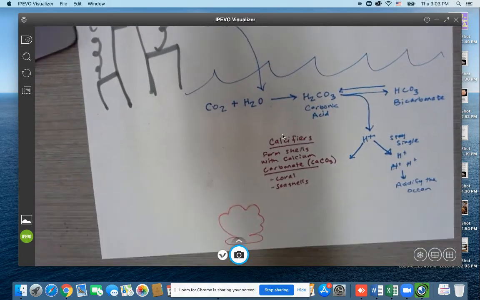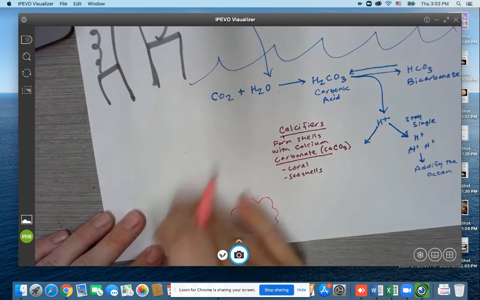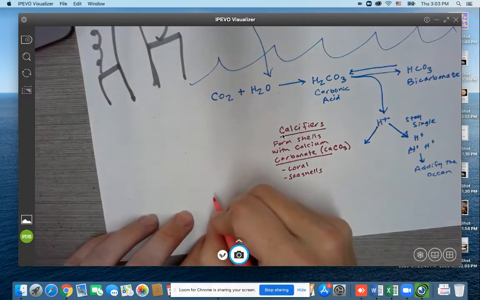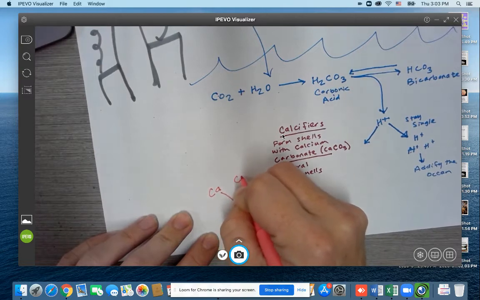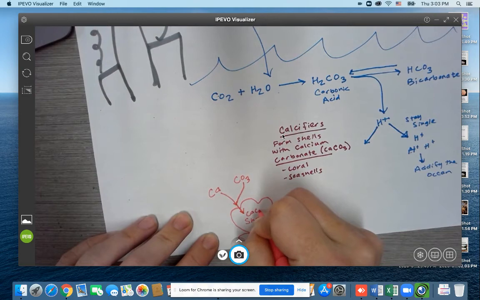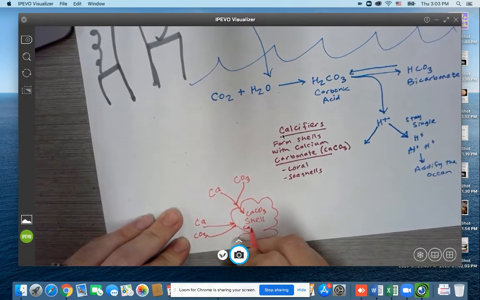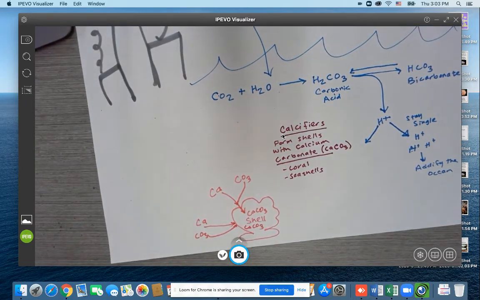All right. So this is my shell. What could be my coral? And it is constantly growing. In order to grow, you have to build new shell. So it's constantly taking calcium out of the water and carbonate out of the water and forming its shell with CaCO3. So it's always doing this. It's taking in calcium, it's taking in another carbonate, and it's forming its shell. It's constantly building.